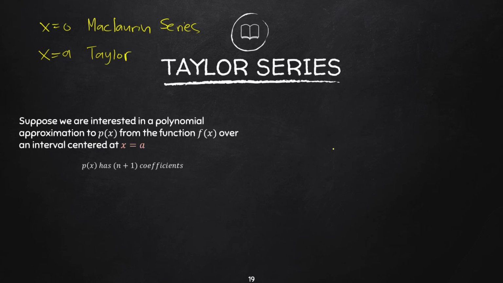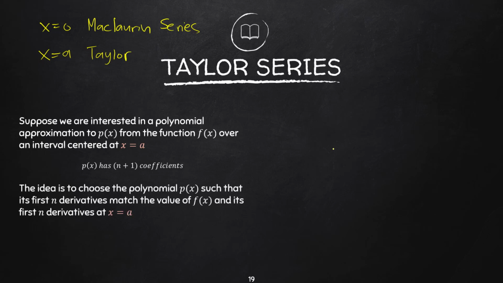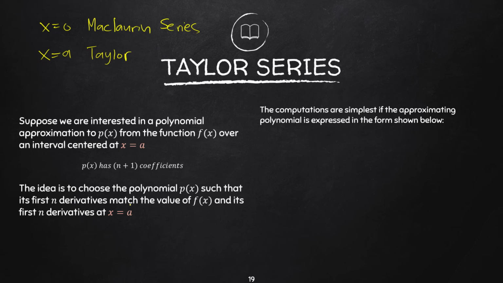Similar with your Maclaurin series, p of x has n plus 1 coefficients. The idea is also to choose the polynomial p of x such that its first n derivatives match the value of the function f of x and its first n derivatives at x is equal to a. Computations are simplest if the approximating polynomial is expressed in the form shown below. So this will be the approximating polynomial that we will use if we are going to expand a function using Taylor series.